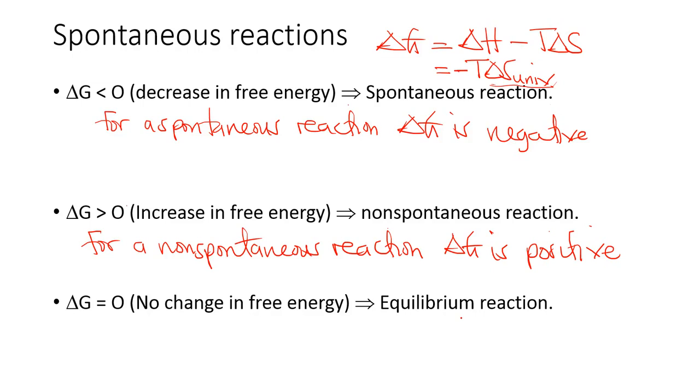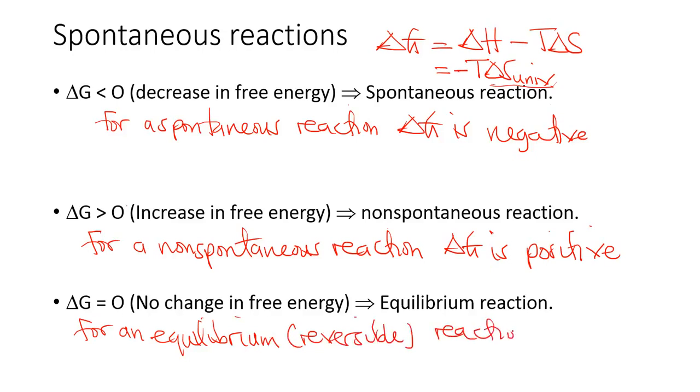Now, for an equilibrium reaction, delta G will be equal to 0. So for an equilibrium or reversible reaction, delta G is equal to 0. So those are the three situations of delta G.